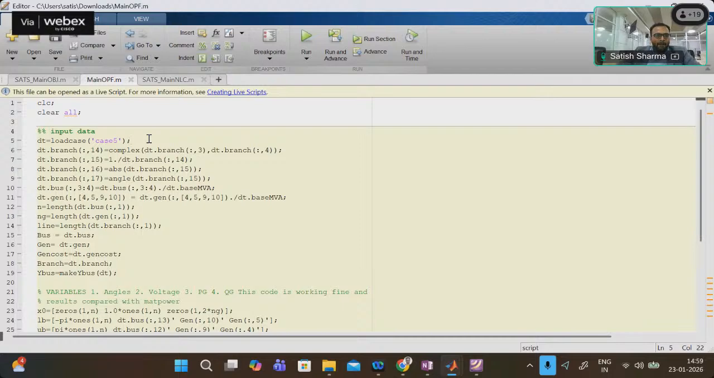I don't think I'm going to need these values, so I will comment this one out because they are not needed for the time being. Okay. If you look at line number 10 here.